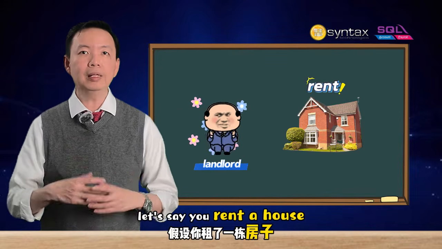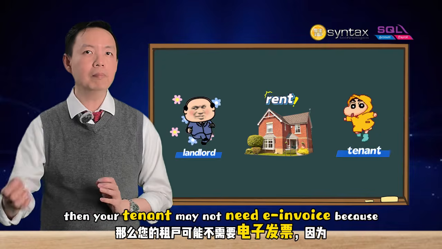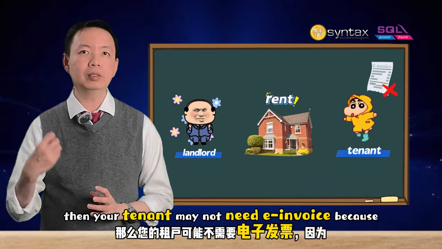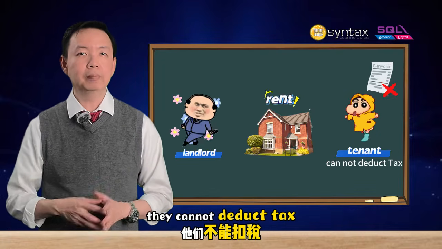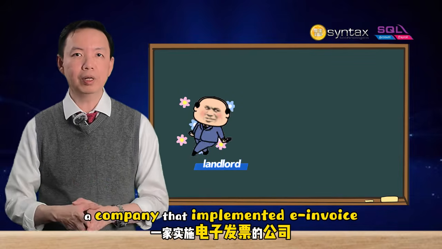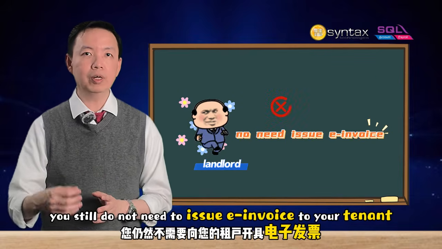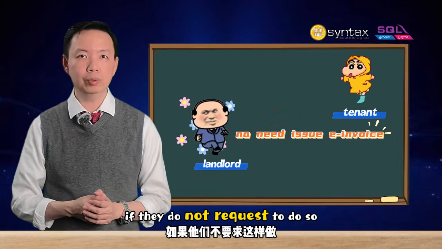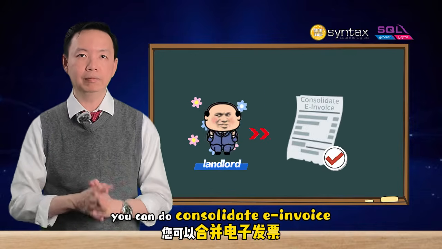Let's say you rent out a house, then your tenant might not need an e-invoice because they cannot deduct tax. Meaning, even if you are a landlord, a company that has implemented e-invoice, you still do not need to issue an e-invoice to your tenant if they do not request it. You can do a consolidated e-invoice.